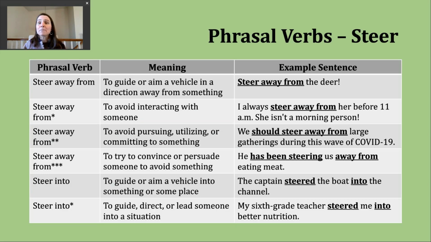Now, we do have a number of phrasal verbs to look at. The first one we're going to look at, steer away from, can be used in a variety of different ways. We're going to look at 4 different meanings. So the first could be to guide or aim a vehicle in a direction that is away from something else. An example of this: imagine being in a car, you see a deer, and you say to the driver, steer away from the deer, right? You want to aim the vehicle so that you don't run into or make contact with the deer.